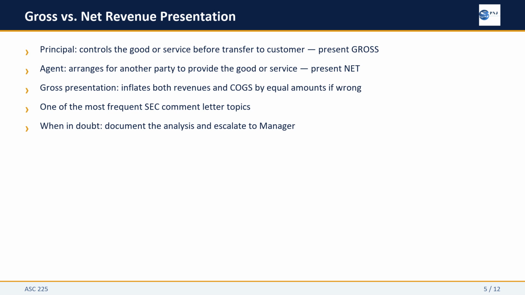The surprising part of revenue presentation is how much it can change the top line without affecting net income at all. If an entity is a principal, it controls the good or service before transfer and presents revenue gross. If it is an agent, it arranges for another party to provide that good or service and presents only its net fee. Improper gross presentation overstates both revenues and COGS by exactly equal amounts. Gross versus net is one of the most frequent SEC comment letter topics. Always document your principal versus agent analysis and escalate uncertainty to the manager.